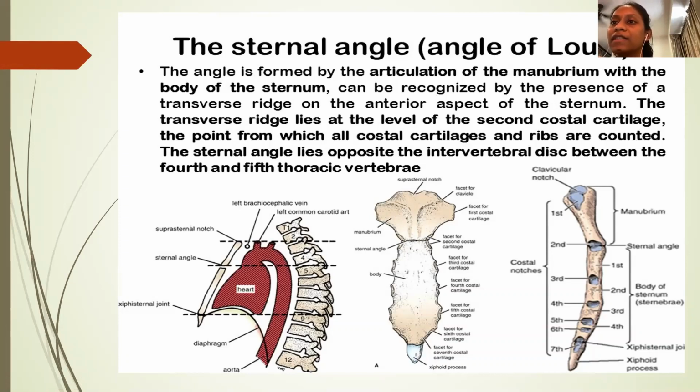This ridge is at the level of the second costal cartilage, the point from which all the costal cartilages and ribs are counted. The sternal angle lies opposite the intervertebral disc between the fourth and the fifth thoracic vertebra. So if we draw a straight line from the sternal angle behind, it reaches in between the fourth and the fifth thoracic vertebra. And this is a very important landmark, which I have explained on my next slide.